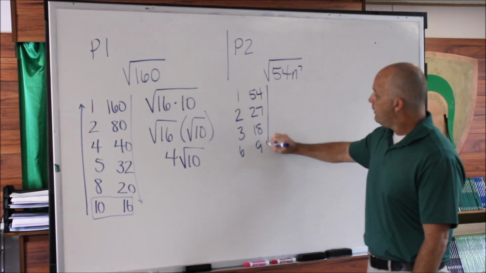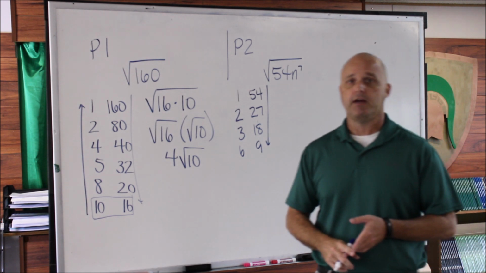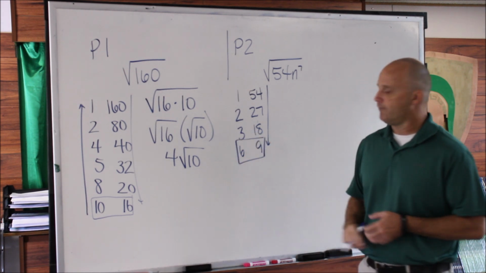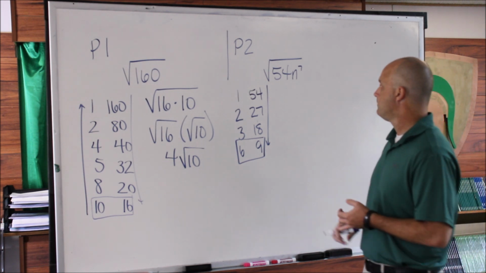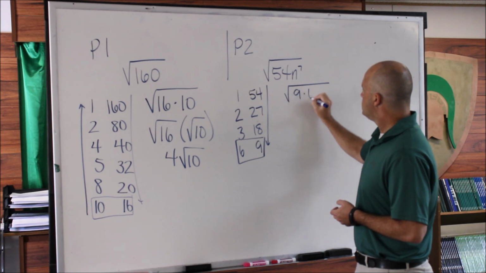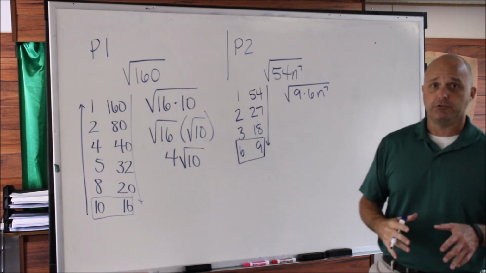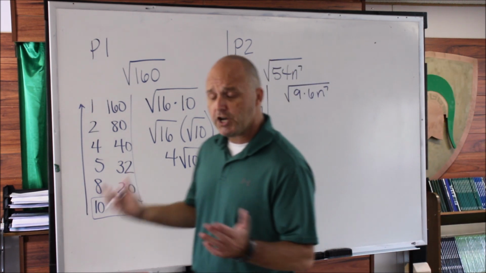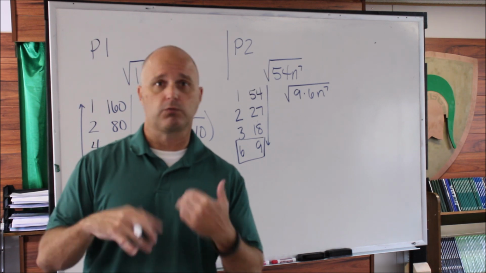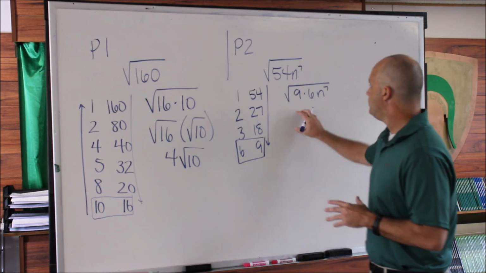Then we're going to go down the right side. 54 is not a perfect square, 27 is not a perfect square, 18 is not a perfect square, but 9 is. So that tells us that our factor pair is going to be 9 and 6. So I can rewrite this now as the square root of 9 times 6 n to the 7th. Then if you want to, and again, you don't have to do this, but whichever you feel more comfortable with. If you're okay working with a single radical, you can just work with a single radical. But if you'd rather break this up into different parts, you can do that.